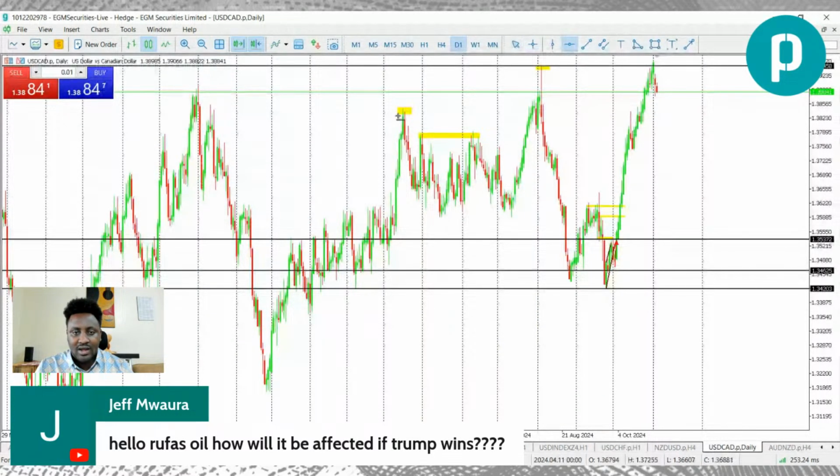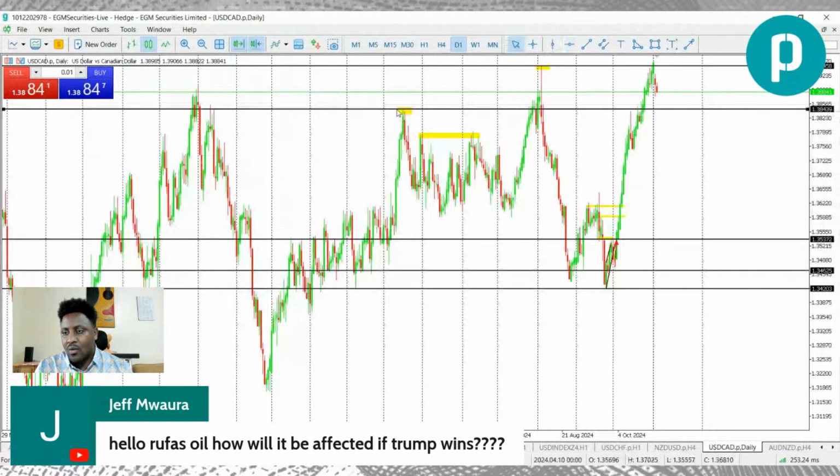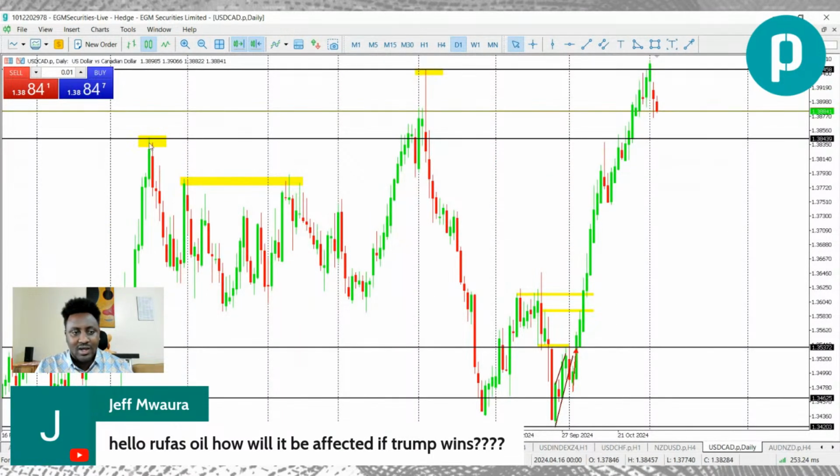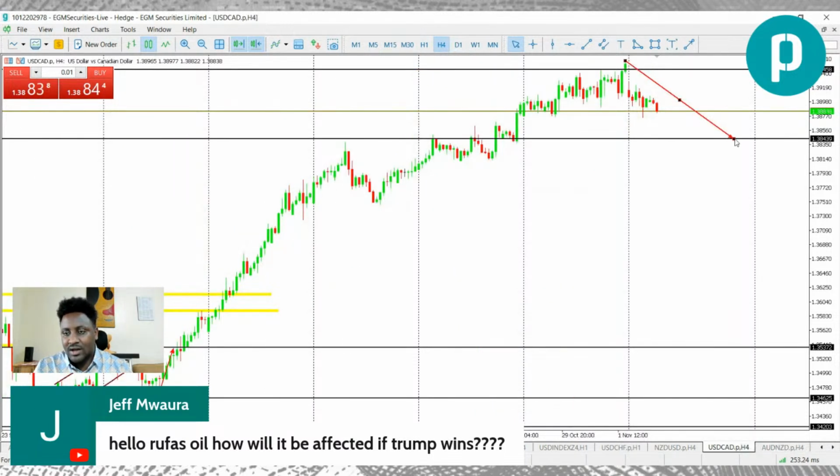Of course, the next available point is 1.38489. This was the previous high that we saw in the month of April on the 16th. So now the potential is that the market continues dropping and eventually gets to this area. From the 4-hour chart, I'll try and adjust this. We expect a drop to this area here.